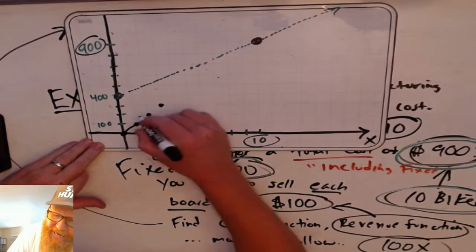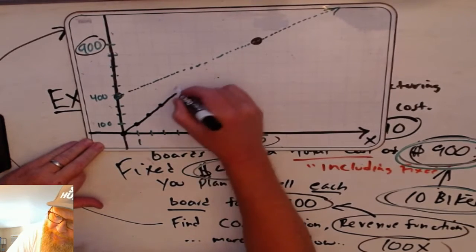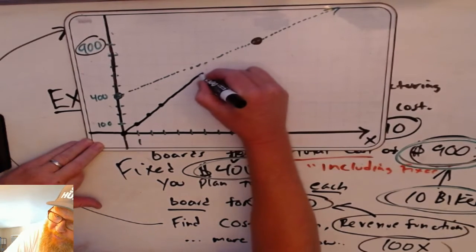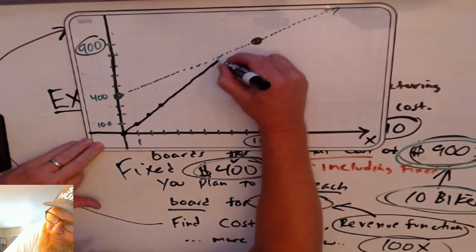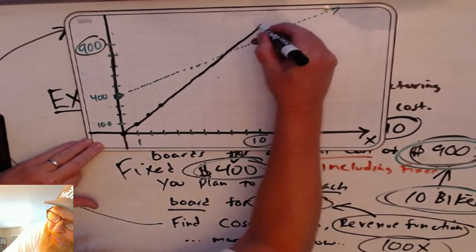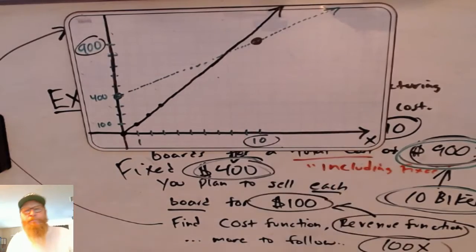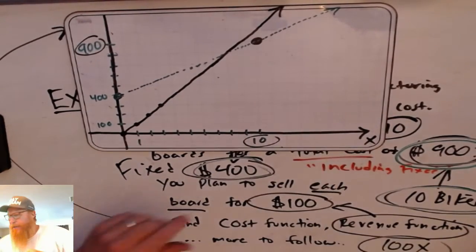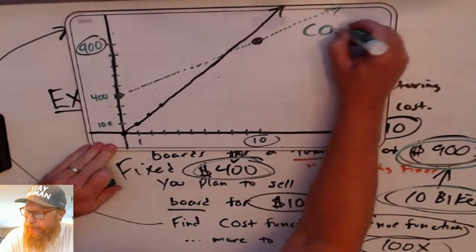It's essentially a diagonal line where every board is worth $100. Okay, and then I'm going to label this.